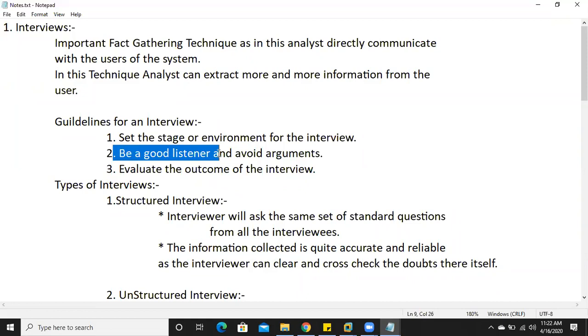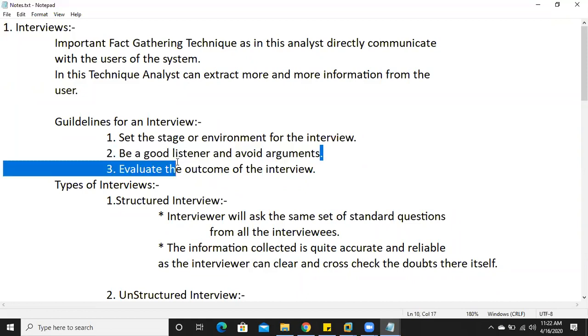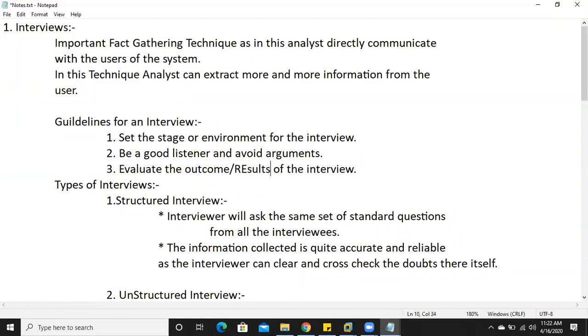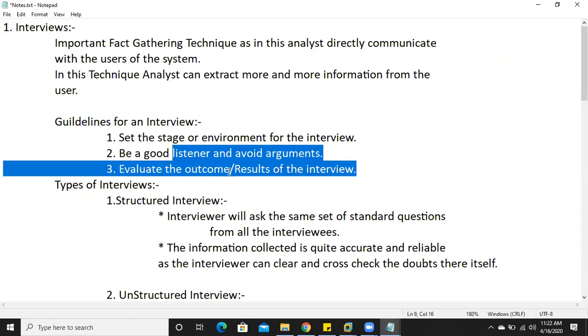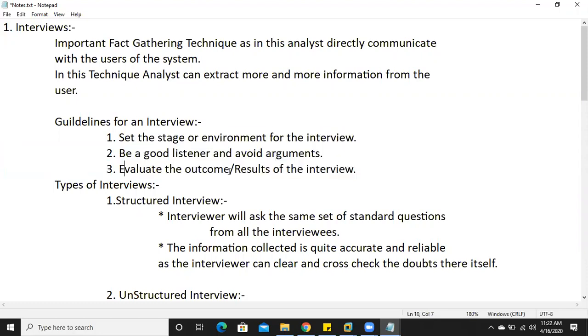The system analyst must be a good listener, and he must avoid arguments. Another guideline is to evaluate the outcome, or we can say the results. So these are some guidelines for taking a particular interview. Now we will study the different types of interview.